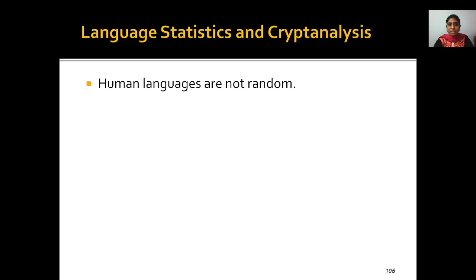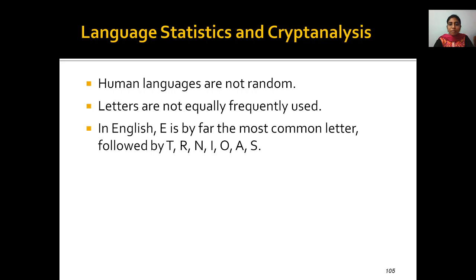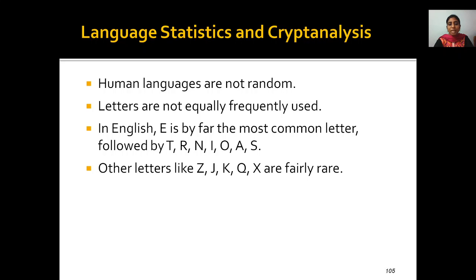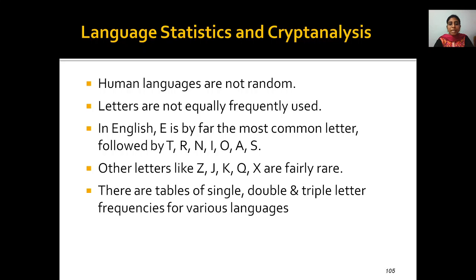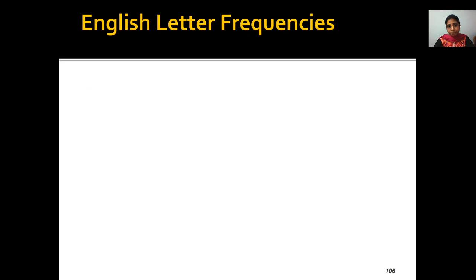So we are going to see what the frequently used letters are. The frequently or commonly used letters are T, R, N, I, O, A, S, and the rarely used letters are Z, J, K, Q and X. So based upon the tables of single, double, and triple letters, the attacker will find out what the plaintext may be.